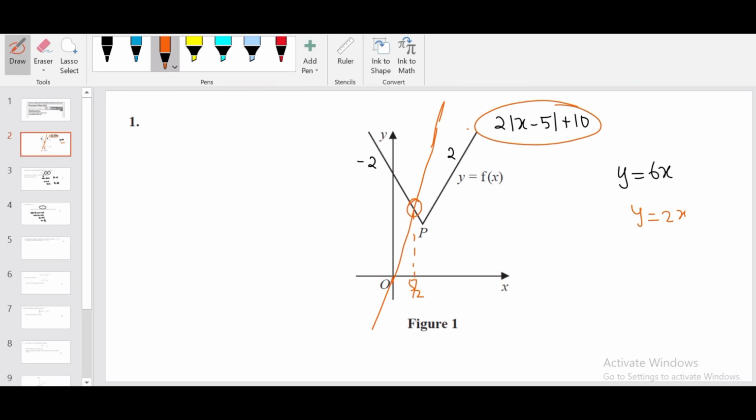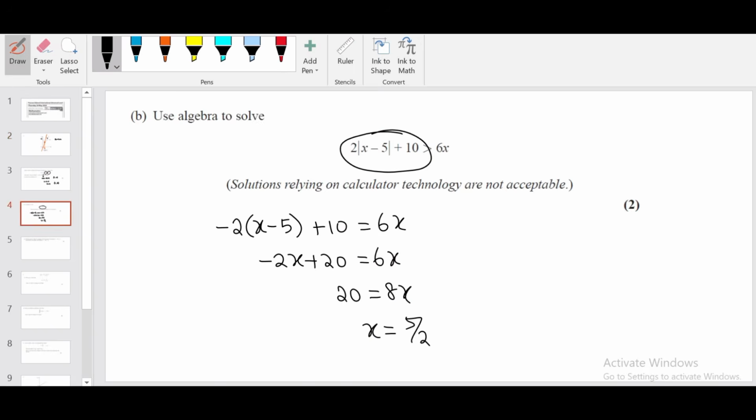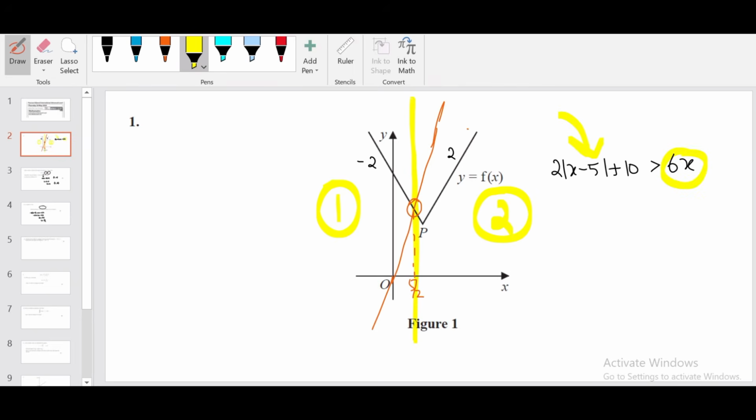Now that's the x coordinate of the point of intersection, 5 over 2. So to solve the inequality, you have to listen to me carefully. We have 2 modulus x minus 5 plus 10 is greater than 6x. So first thing you need to do, you need to divide the graph through the point of intersection. So you have 2 regions, region 1, region 2. You need to find out in which region the modulus function is above the 6x, because the modulus function is greater than 6x, right?